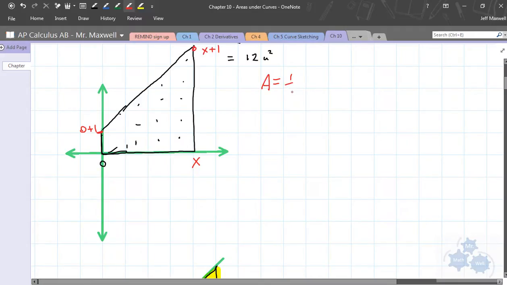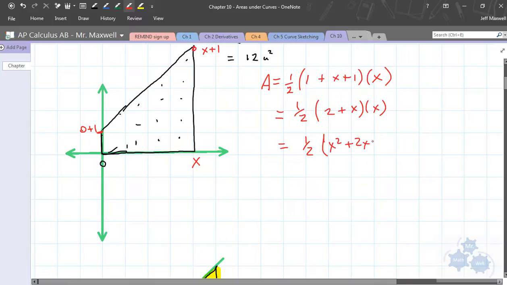Well, 1/2, and what's a plus b? Well, that's going to be 1 plus x plus 1. And the height is going to be x minus 0, or x. So this is going to give us an expression for the area, right? That's going to be 1/2 times 2 plus x, times x, or 1/2 of x squared plus 2x, or 1/2 x squared plus 1x.